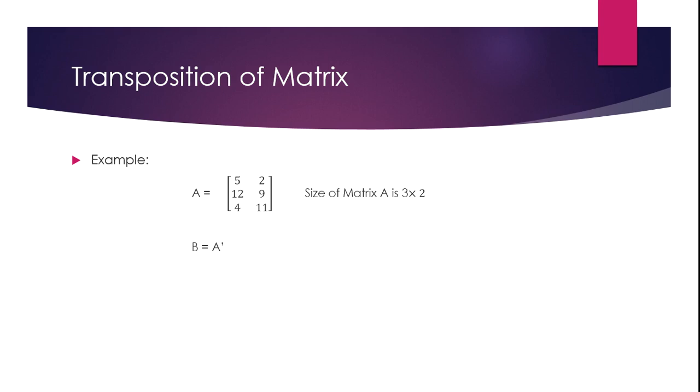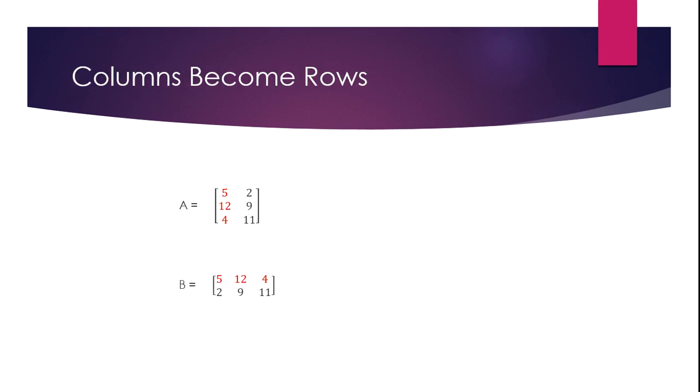When I take the transpose of matrix A, the number of rows and columns are going to interchange. Matrix A has 3 rows and 2 columns, so matrix B becomes 2 rows and 3 columns. So the number of rows and columns are interchanged. It not only changes the number of rows and columns, but also interchanges elements. Here you can see the first column of matrix A becomes the first row of matrix B. In the same way, the second column of matrix A becomes the second row of matrix B.